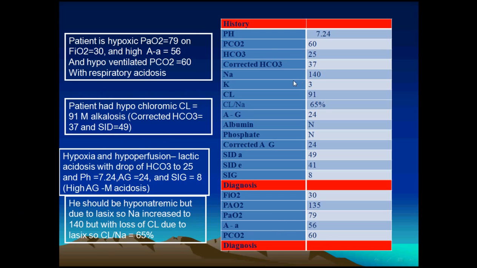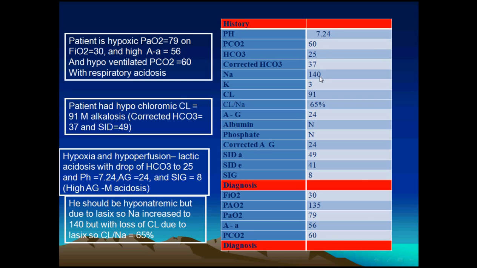Look at this. When you come to this patient, this is the pH. The pH shows acidemia, 7.24. But when you look, the carbon dioxide is 60 and the bicarbonate is close to normal. So with normal bicarbonate there is carbon dioxide retention, and the pH is 7.24. It is not hyperventilation.